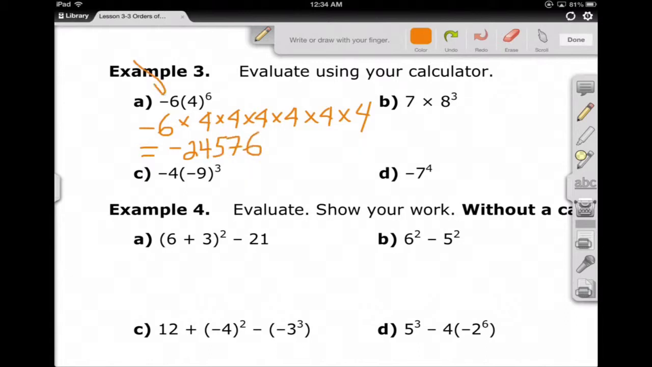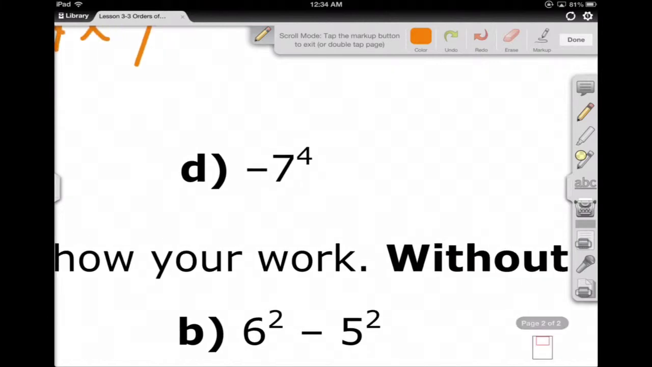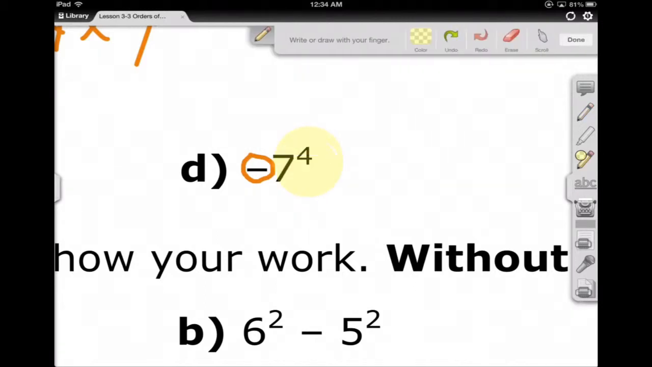Again, you get the negative of the answer. Sneaky down here in section D, I'm going to zoom in on this so I have lots of working room. This again is one of the questions where you have the negative of the answer. The answer will be negative because you have to do this part first. 7 to the 4th.